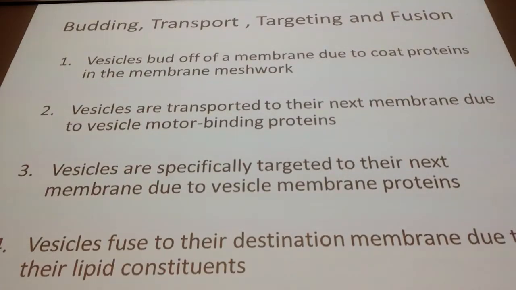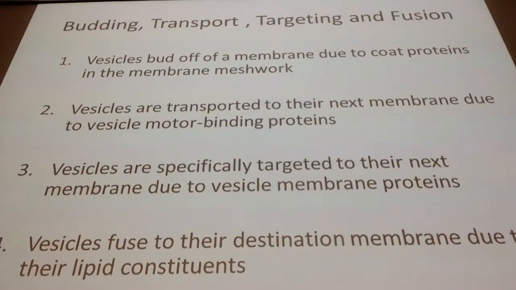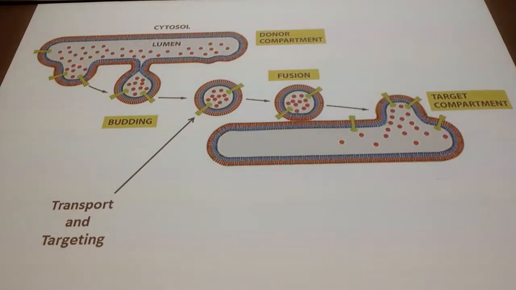I have one slide that tells you everything that you need to know, and then I'll break them down for later slides. So you have budding, you have transport, you have targeting, and you have fusion of the membrane. So budding first. Let's say that this is the ER, that's the lumen, and this is the cytosol. And these are the proteins, and this green one also. These are all proteins that must be transported outward.